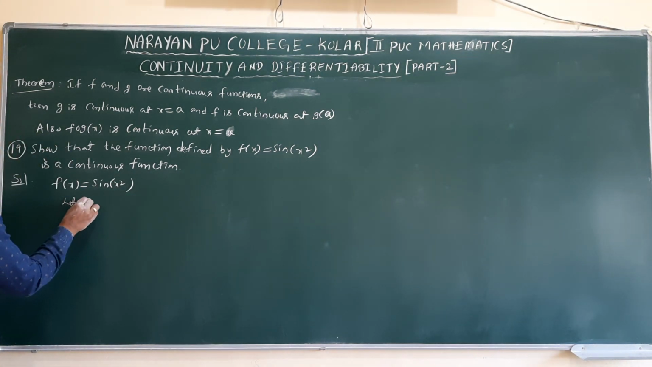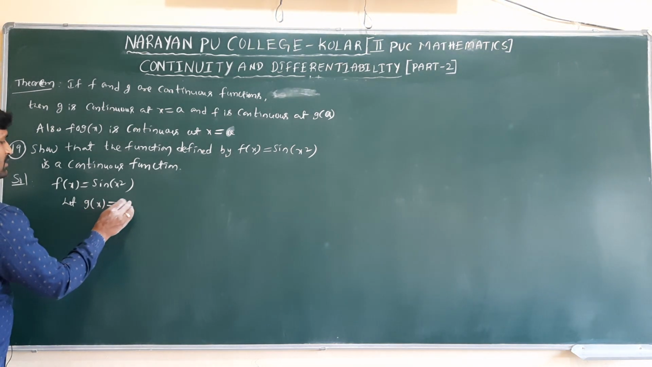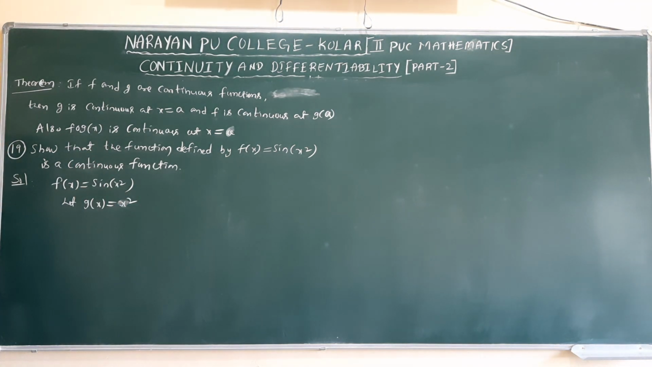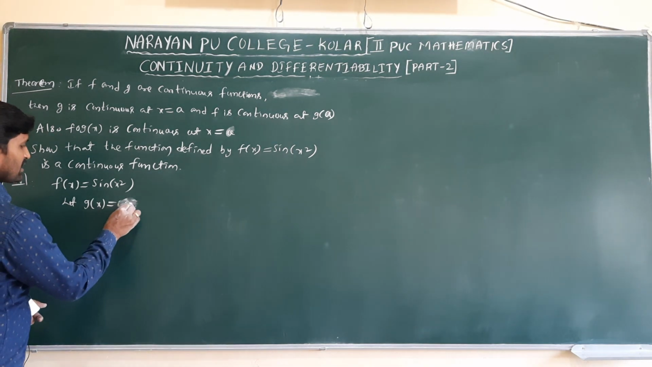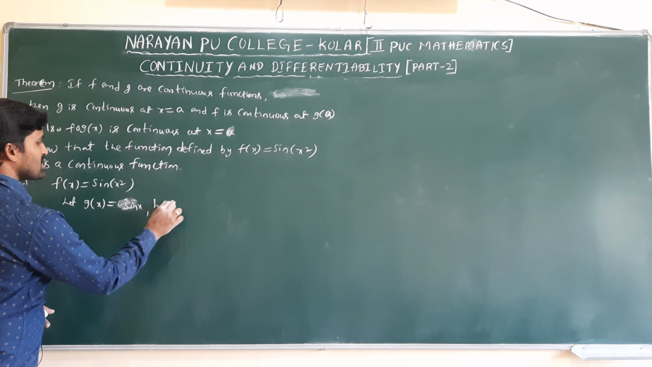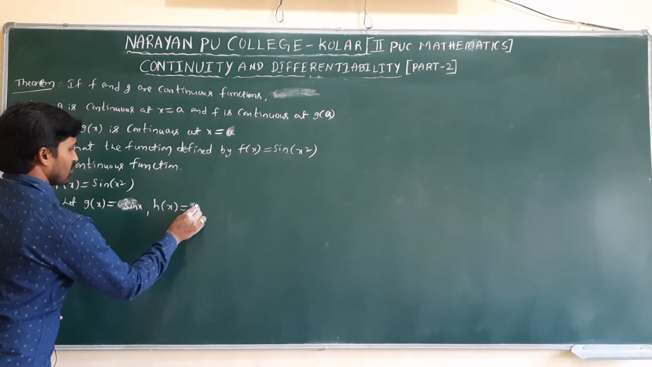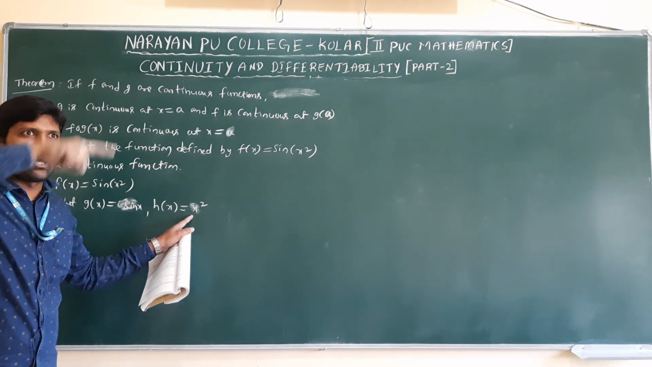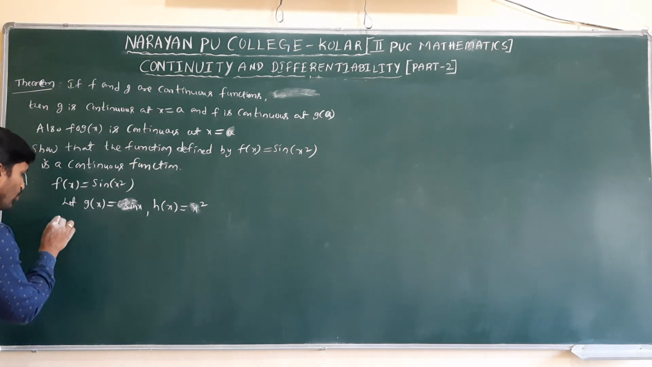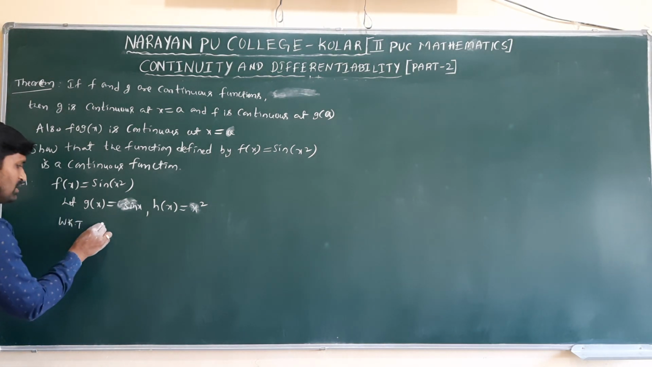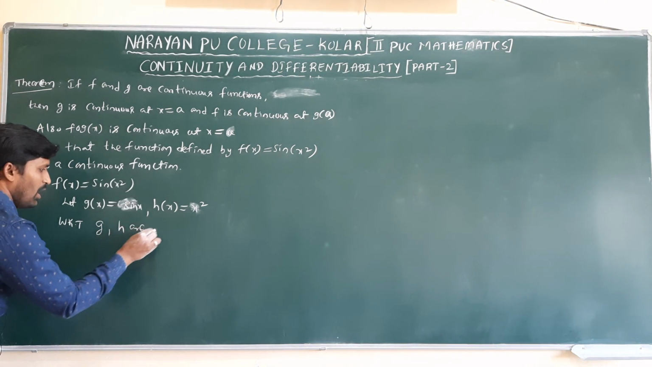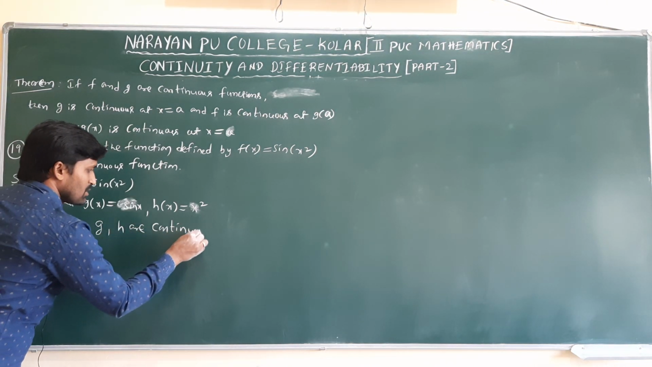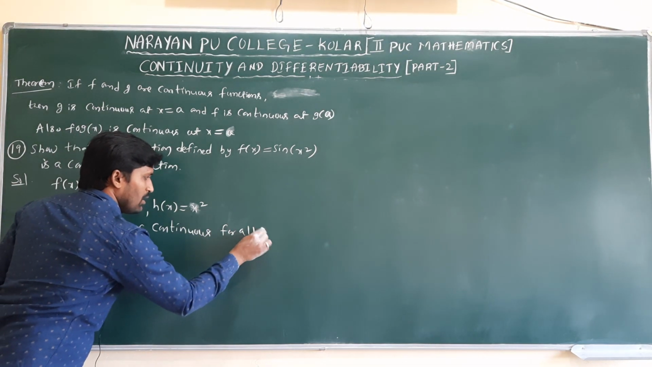Let g of x be sin x, and h of x be x square. The symbol f is already used, that's why I am using g and h. For sin x, we already know the graph is always a continuous function, as we just proved. And this is a parabola. A parabola is always a continuous graph. That's why we know that g and h are continuous for all real numbers.